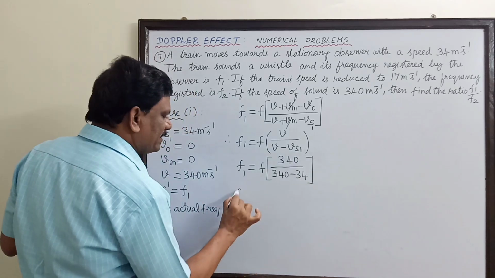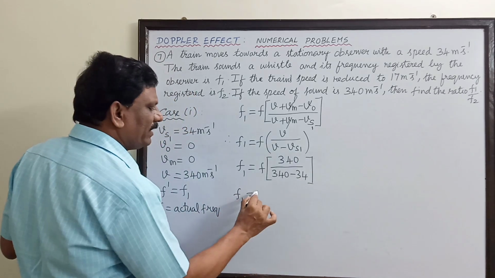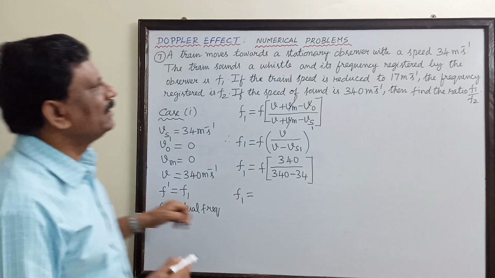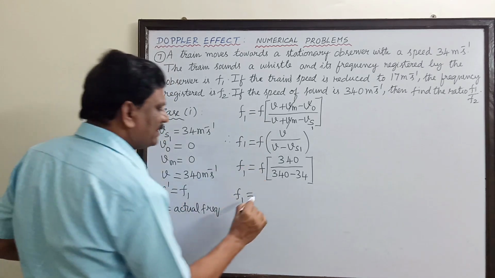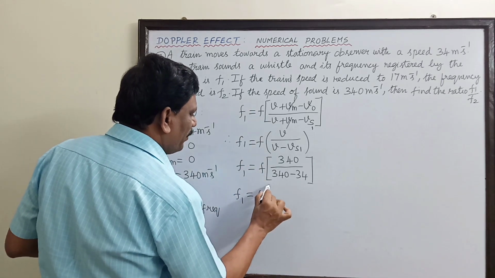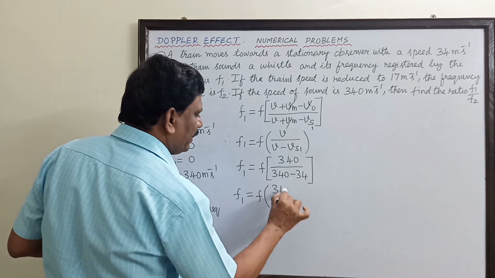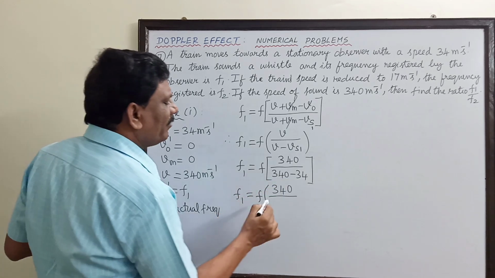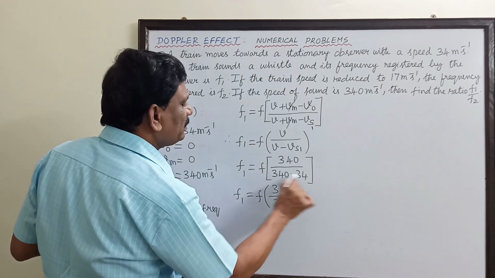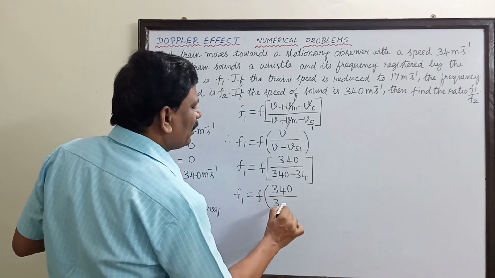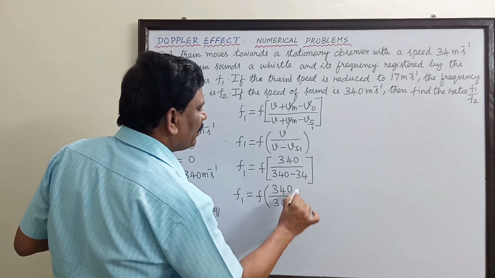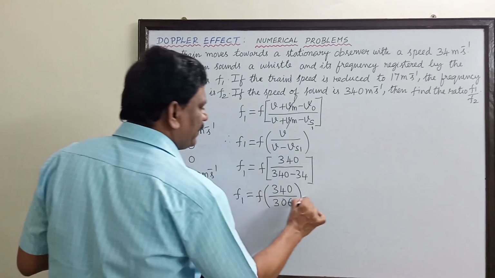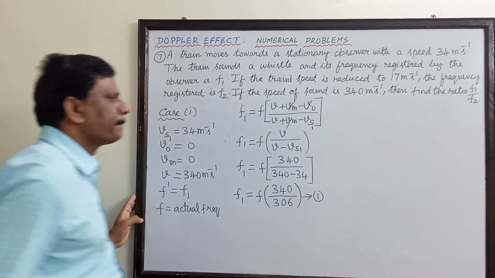So in the first case, the apparent frequency heard by the observer, F1, is equal to the actual frequency, which is not given, so let it be as it is. This is F multiplied by 340 divided by 340 minus 34, which is 306. So F1 is F into 340 by 306. Let us keep it as equation 1.